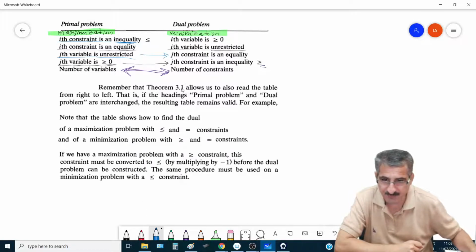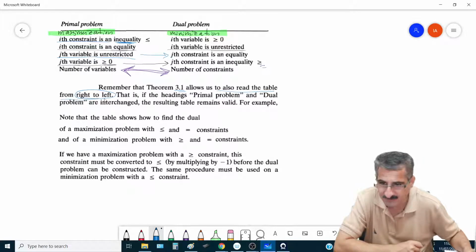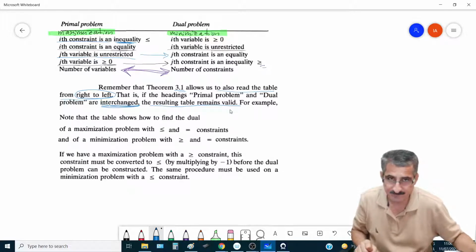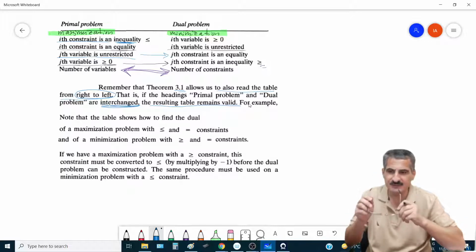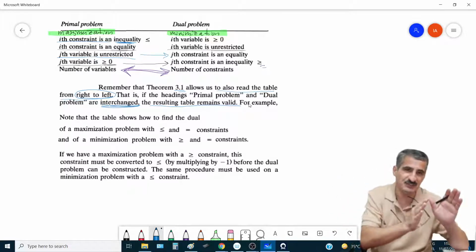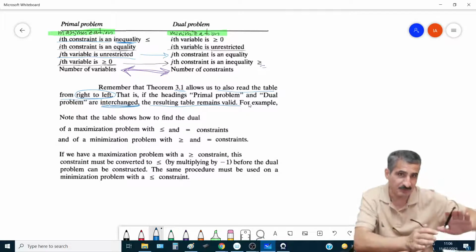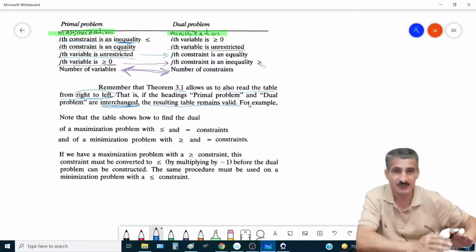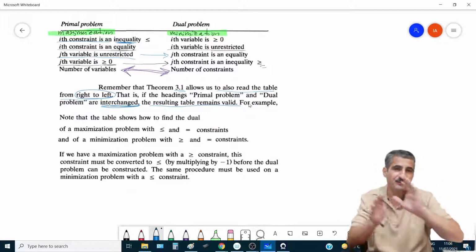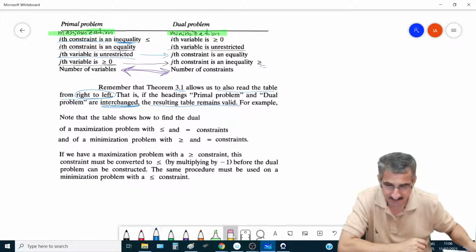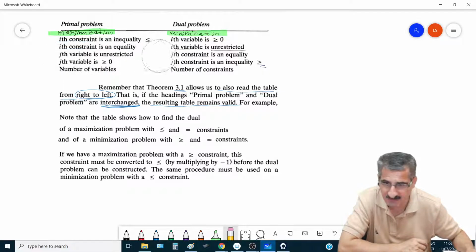Remember that Theorem 3.1 tells us to read the table from right to left and from left to right. That is, if the headings of the primal and the dual are interchanged, the resulting table remains valid. Okay? So you can read it whether your primal is maximization or minimization. The other problem can be considered as the primal and this one the dual. So you can read the table from left to right or right to left. But you need to be careful here. You need to pay attention to something extra. What does this mean?